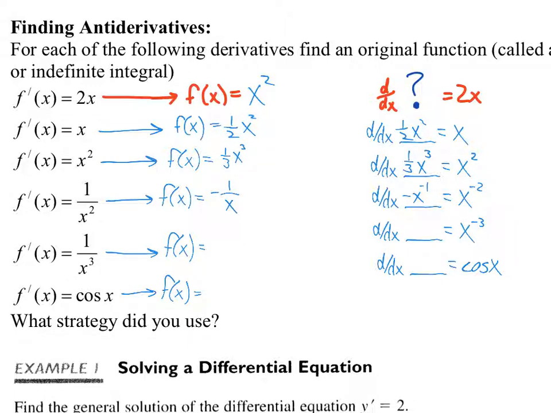When you have x to the negative 3rd power, negative 1/2 x to the negative 2. Okay, or negative 1 over 2x squared. Okay, we can again double check our answer. X to the negative 2, the derivative would be negative 2x to the negative 3. So I multiply it by a negative 1/2 to get rid of the negative 2. Okay?